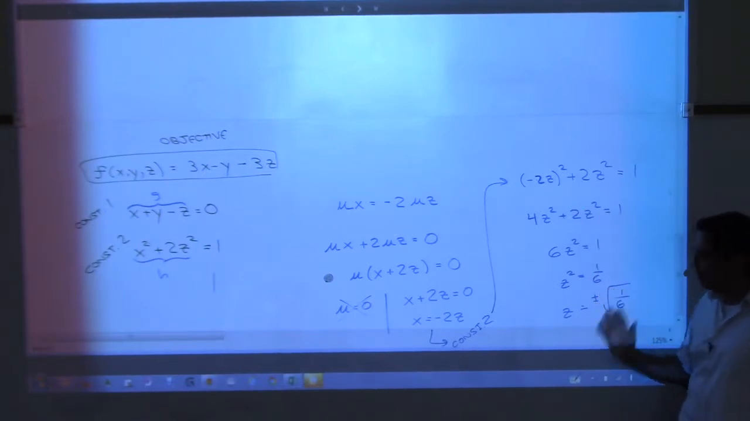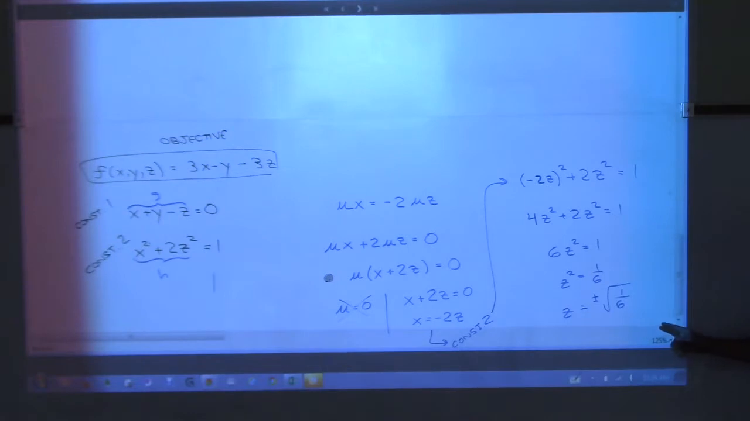Good? Okay. So once I know what z is, I can go get x, right? Now x is negative 2 times z. So let's start writing some solutions down here, all right?